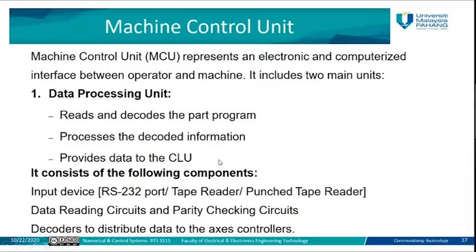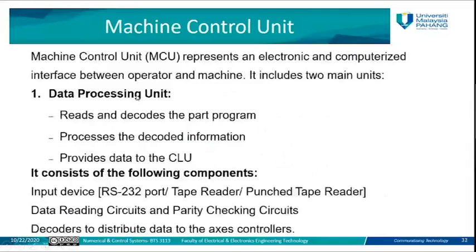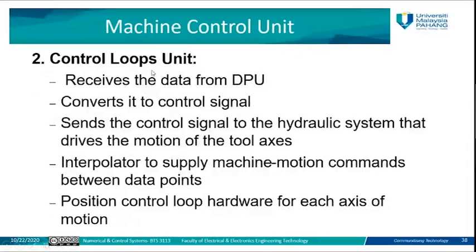So for the control loop unit, if I ask you what the main functions of the control loop unit are, you have to state these. When we say machine control unit, that means we include both the data processing unit and the control loop unit. The control loop unit receives the data from the DPU, the data processing unit, and converts it into the control signal. The actuators or machines connected to the controller need an electrical signal to take action.